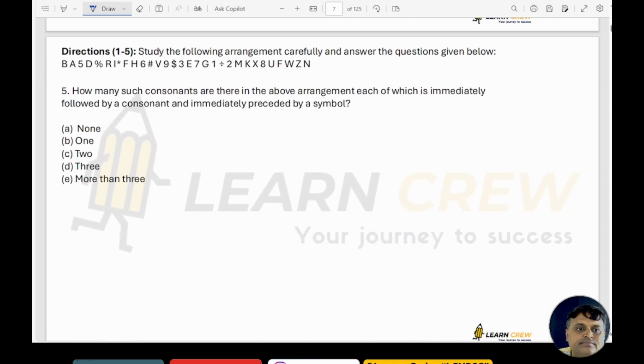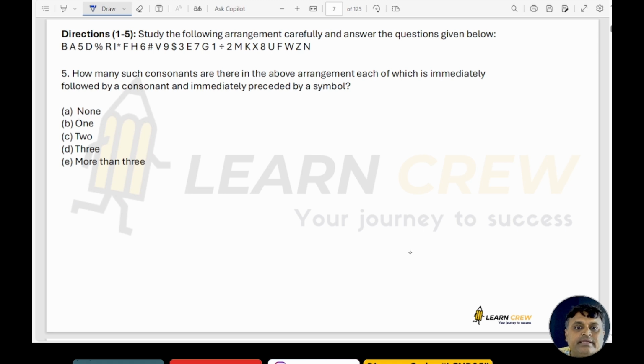Next, question number 5. How many such consonants are there in the above arrangement, each of which is immediately followed by a consonant and immediately preceded by a symbol? So consonants preceded by a symbol, followed by a consonant. This is one. Consonants preceded by a symbol, followed by consonants. Only one is there, this one.